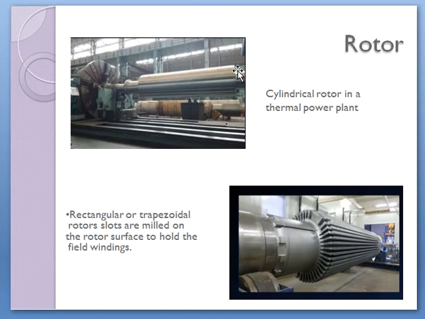We can see here, this is the cylindrical rotor in the thermal power plant. You can see that it is very smooth on the outer surface. In order to minimize the losses due to thermal stresses, heat, mechanical stresses and centrifugal forces during rotation, the rectangular or trapezoidal rotor slots are milled on the rotor surface. We can see on the outer surface, these are the slots to hold the field windings.